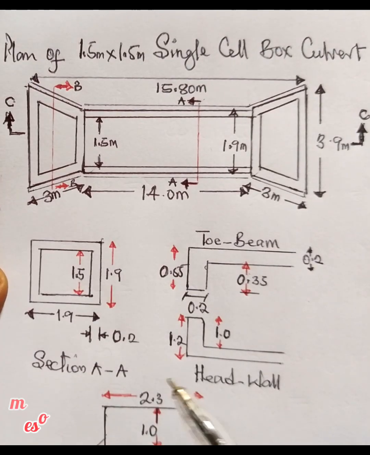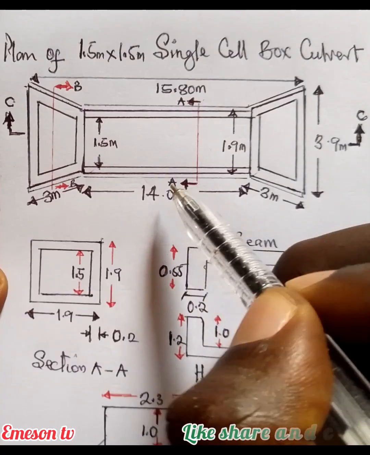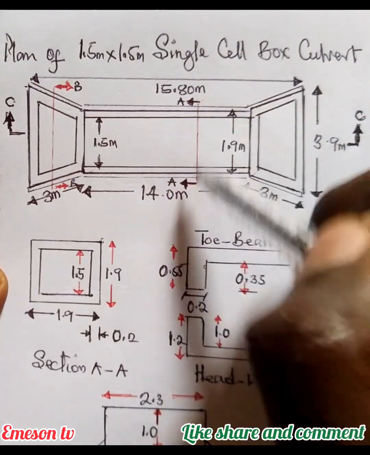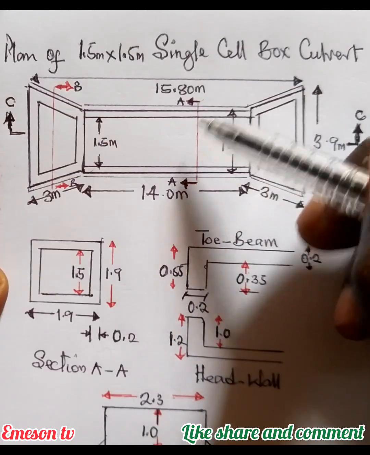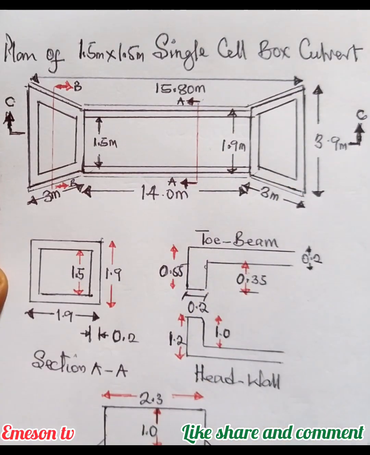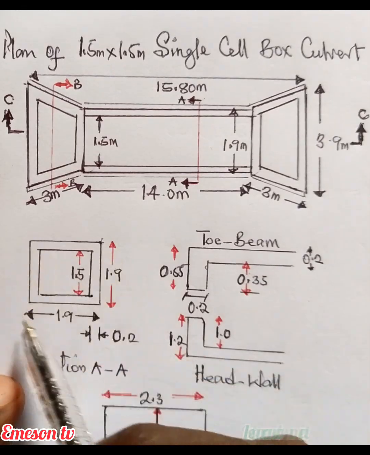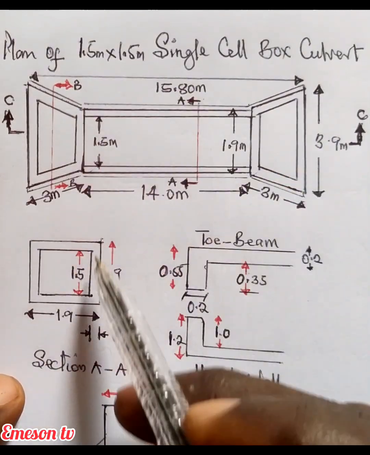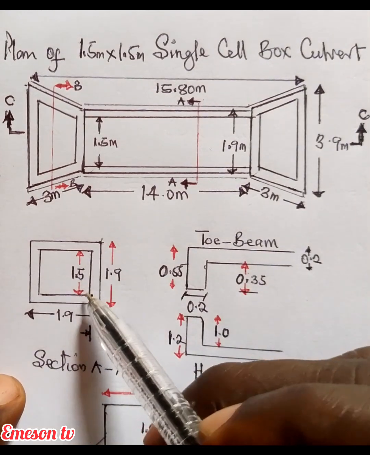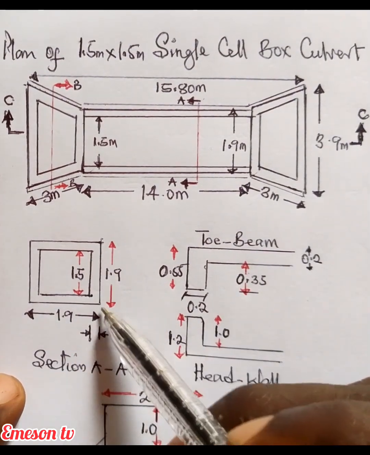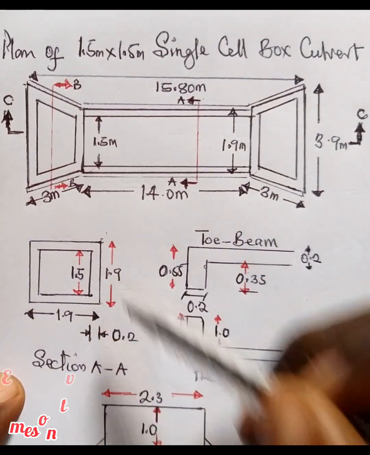Let's take section AA. If I cut this culvert at this point and I'm standing at this point looking at this direction, what are those things I'm going to see? This is section AA. You are going to see this box, because this is a single cell box culvert. The dimensions from this point to this point is 1.5, from this point to this point is 1.9, adding the thickness of 0.2 and 0.2 will give us 1.9.